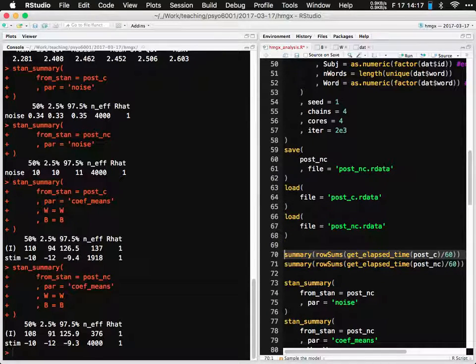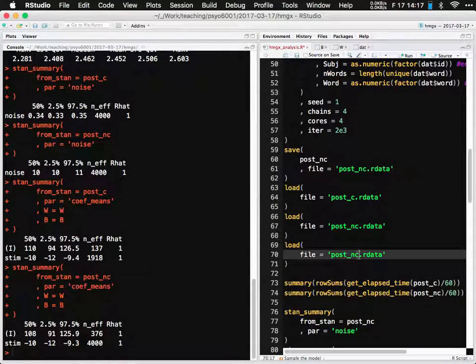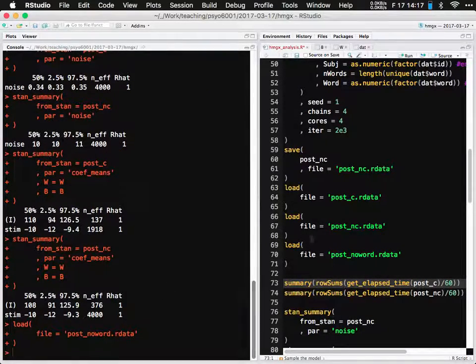Actually, I should load it up and show you. Okay, so C is the centered version, again a model including a random effect of word. NC is the non-centered version. It's faster, as I'll show you it has better sampling, and it includes an effect of word. The no word one is a model that doesn't include an effect of word. The data were generated so that there was an effect of word, but the no word model just ignores that source of variability.